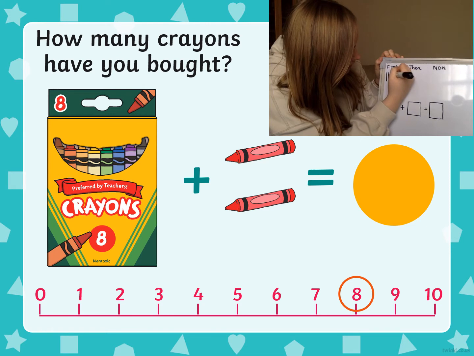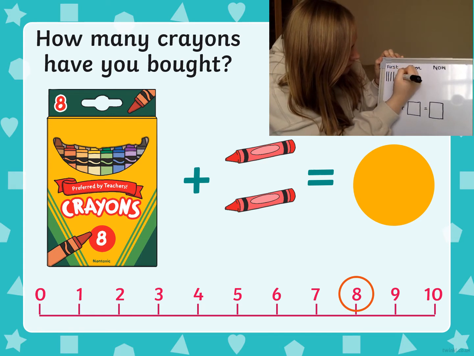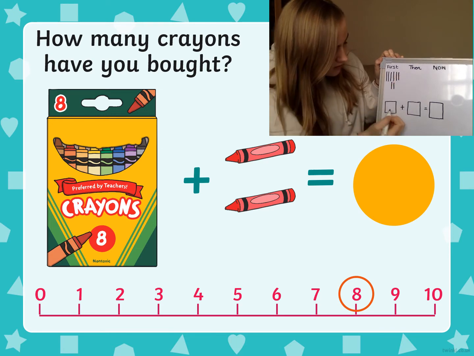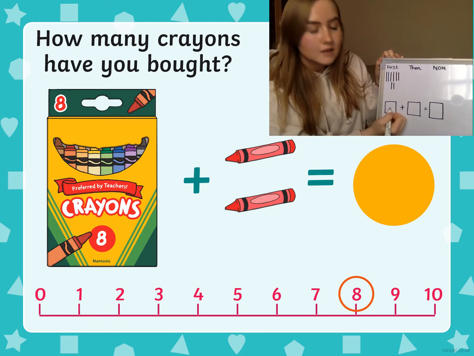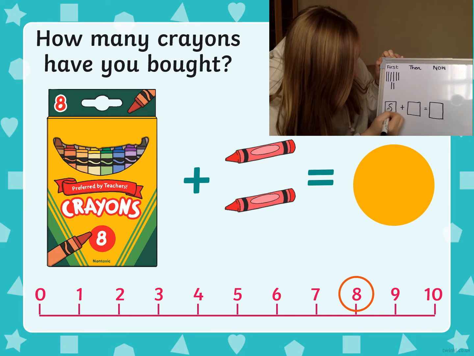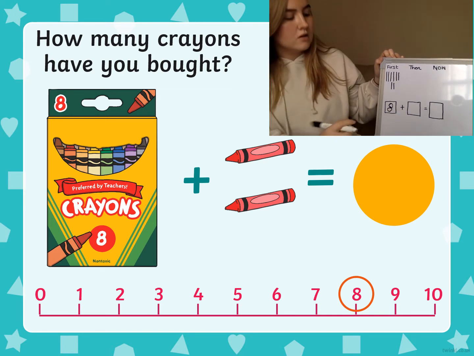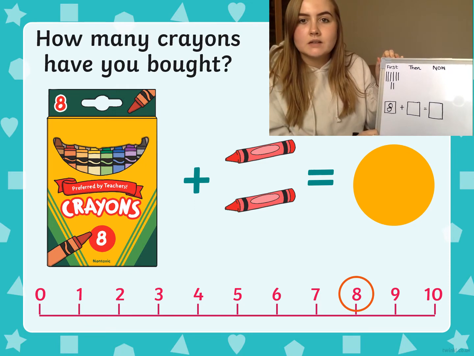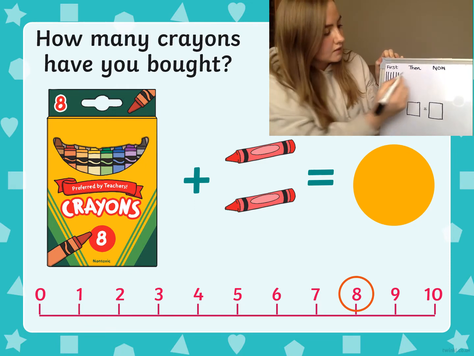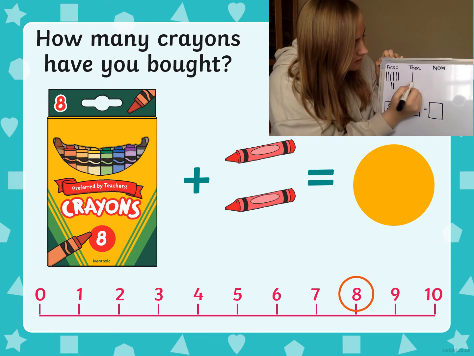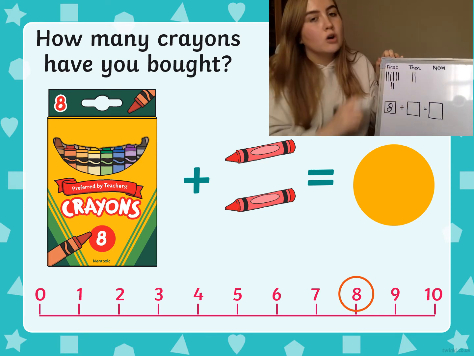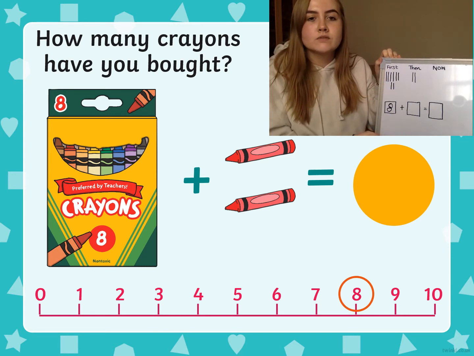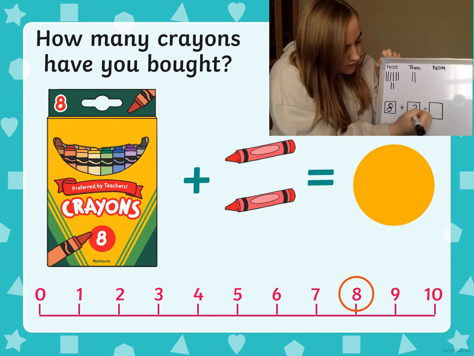1, 2, 3, 4, 5, 6, 7, 8. And then I'm going to write what number in here? 8. Amazing. So we've got 8 crayons in our first box. Then how many did we need to put in the box? We need to put 2 in. Amazing. Hopefully you've used your objects and created 2 groups, one with 8 and then the other with 2. So I need to write the number 2 in here.